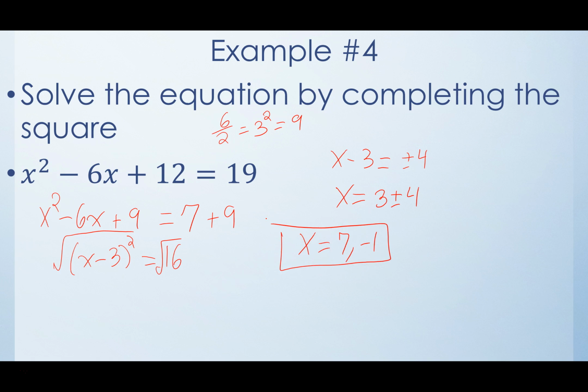If 16 wasn't a perfect square, that would be a square root in that spot, so we'd have to simplify that as far as possible, and then we can't really separate out to give two separate answers.